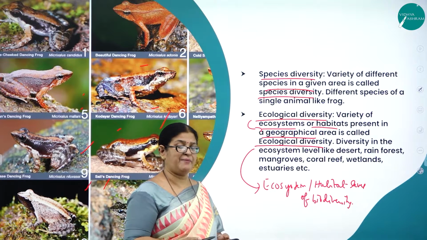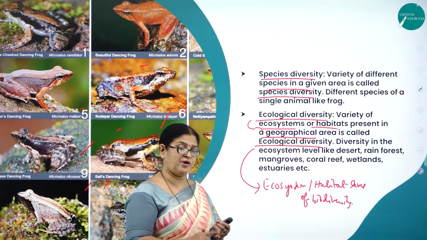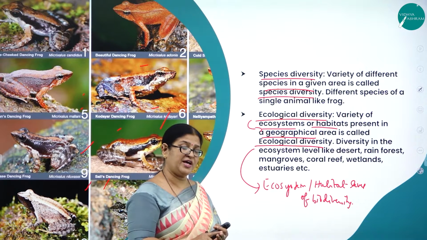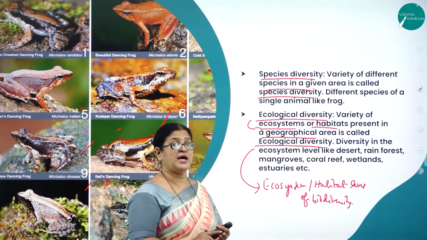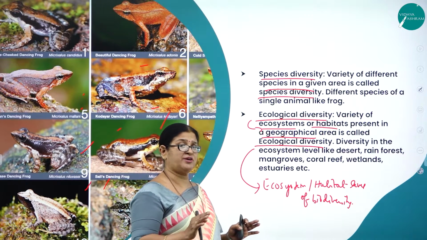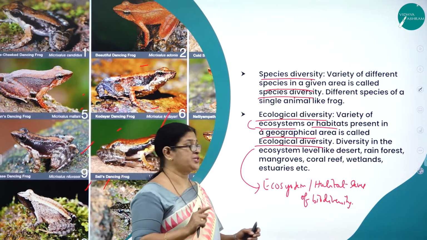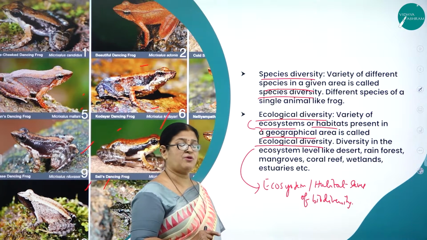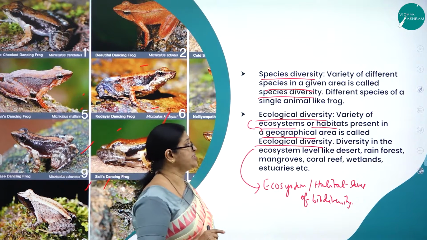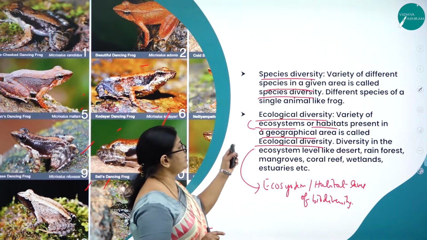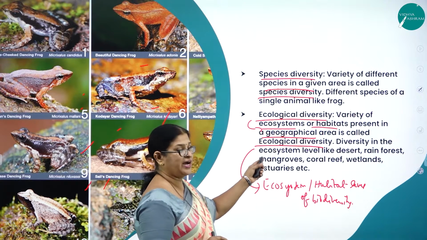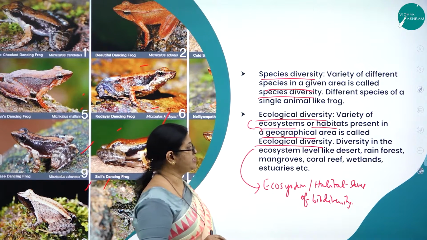We have different habitats like ecosystems, like the forest ecosystem, then we have the rainforest ecosystem, then we have the deciduous forest, mangroves, alpine meadows. All these are different types of habitats. So based on the geographical area, that constitutes what? The ecosystem level or habitat level, or in general we call it ecological diversity. So what is ecological diversity? Variety of ecosystems or habitats present in a geographical area is called ecological diversity.